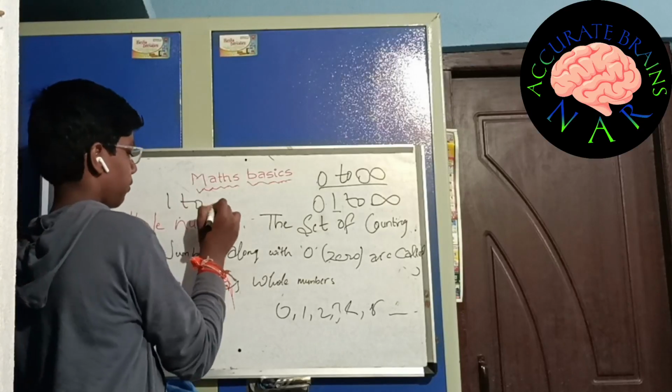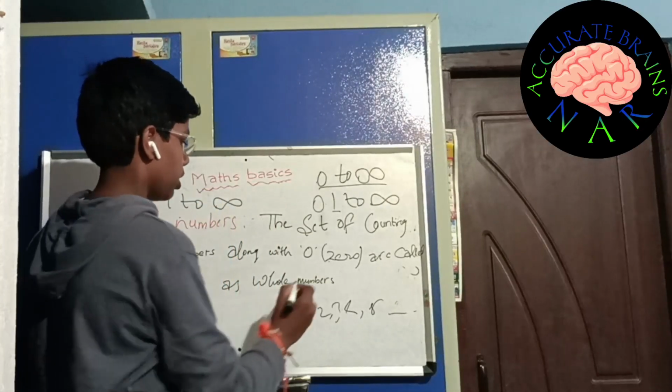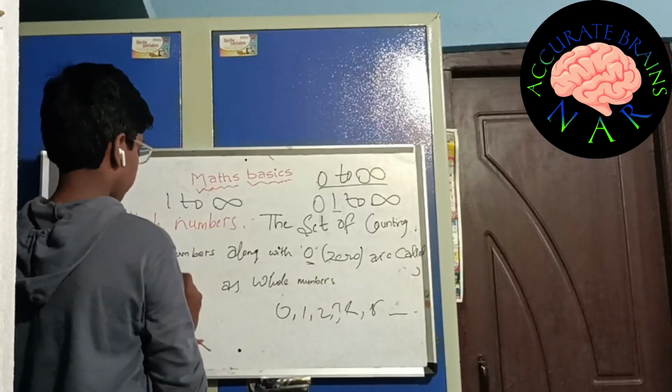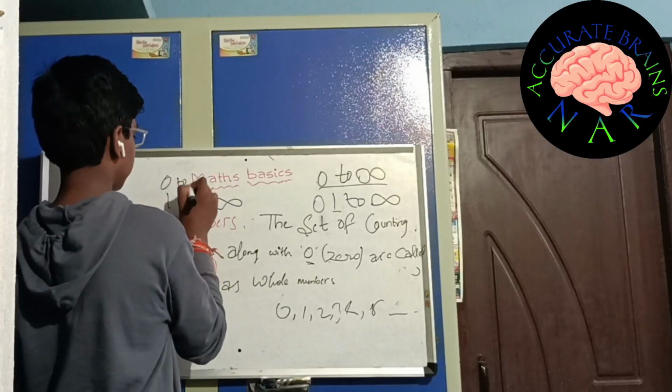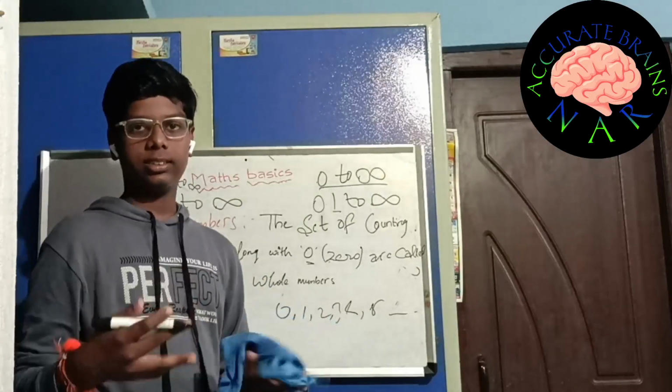1 to infinite. These are counting numbers along with 0. We add 0 to infinite, which is nothing but whole numbers. I think this is clear?